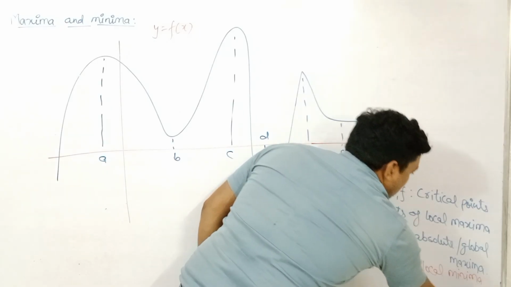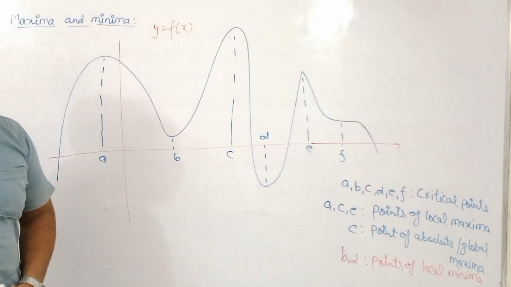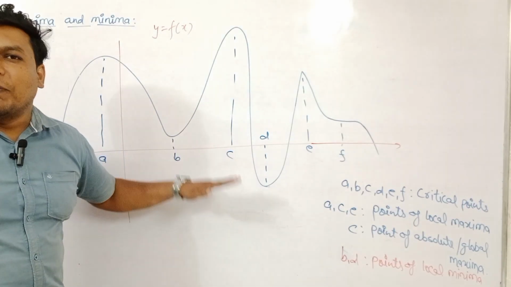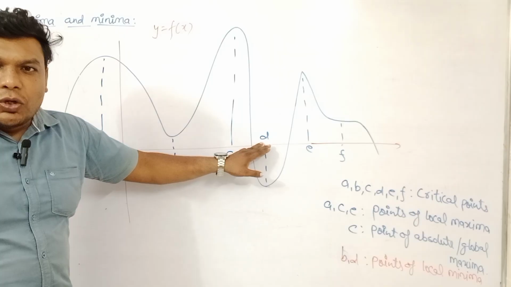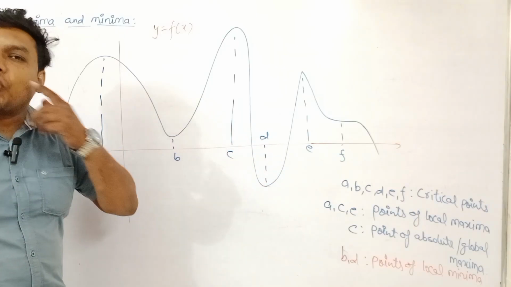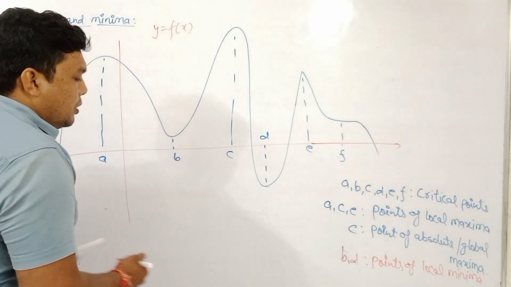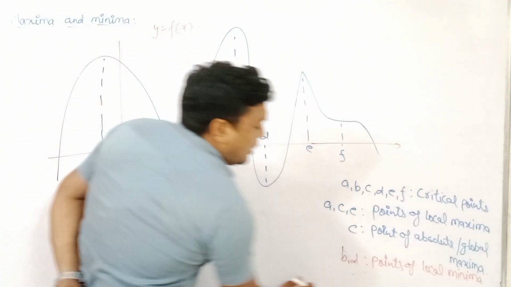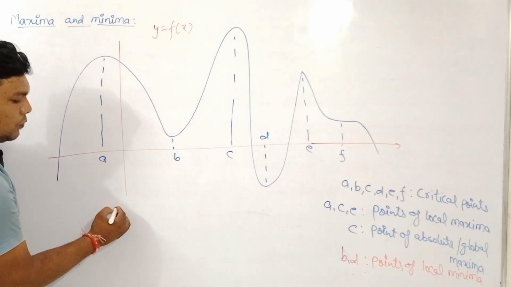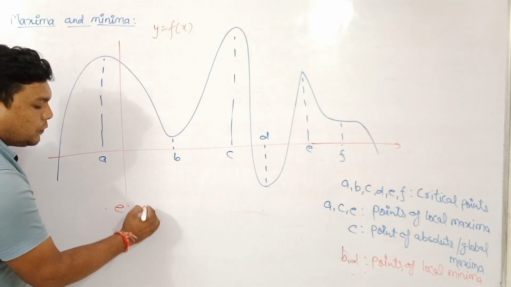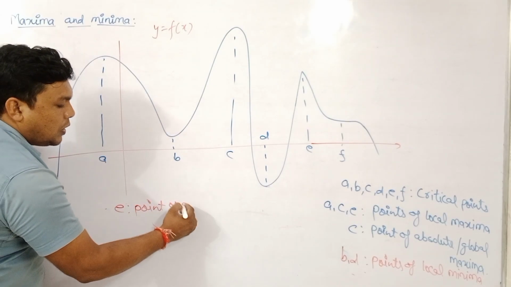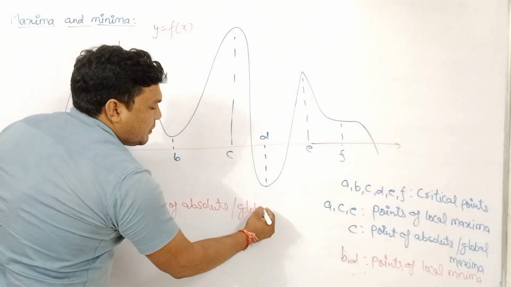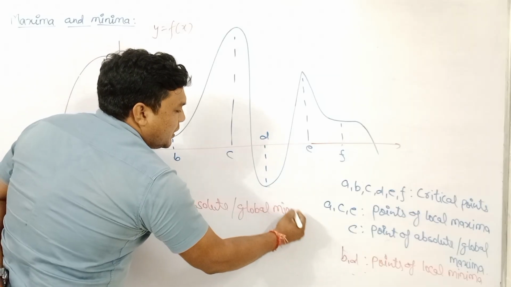Now, okay, points of local minima. Out of these two local minima, what is जो सबसे minimum है? That point D. So this point is absolute or global minima. So what can you say about E? What can we say about point E? Point of absolute or global minima.